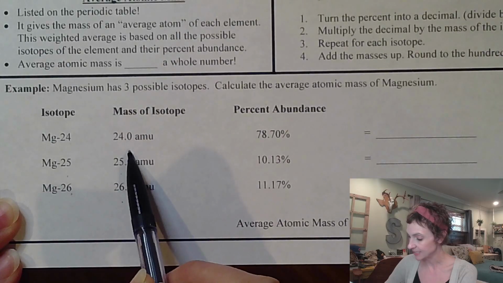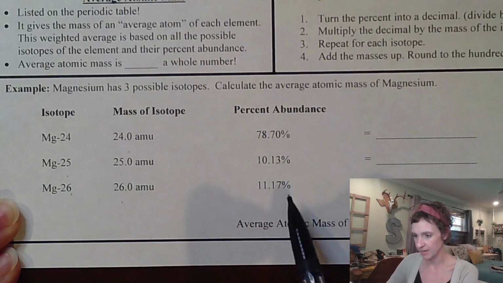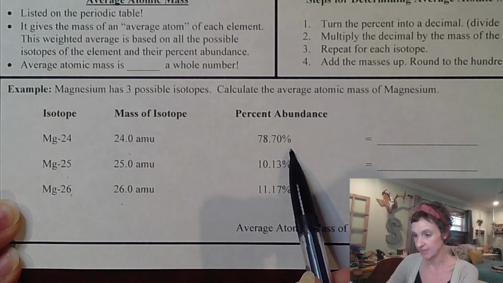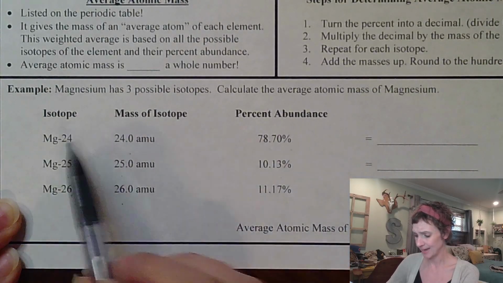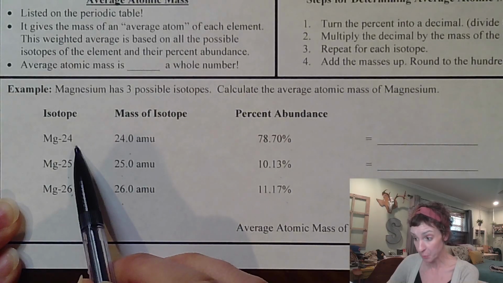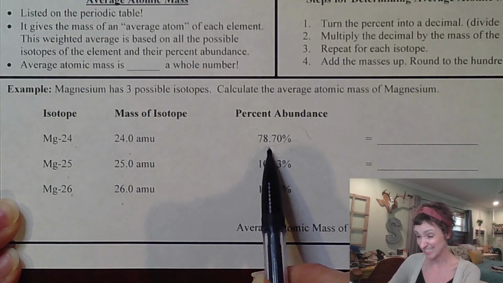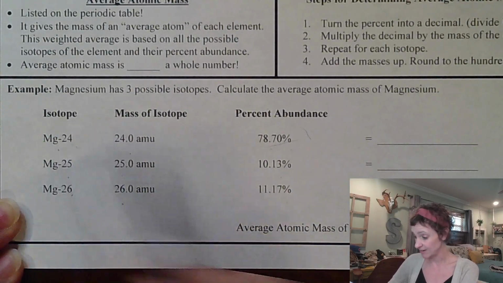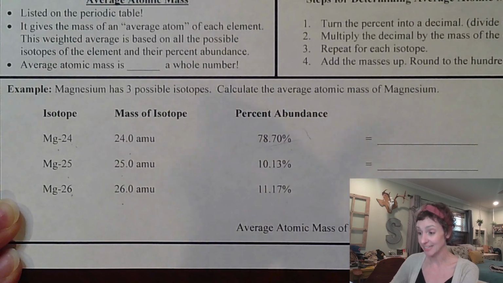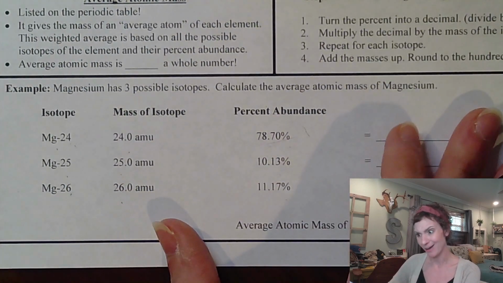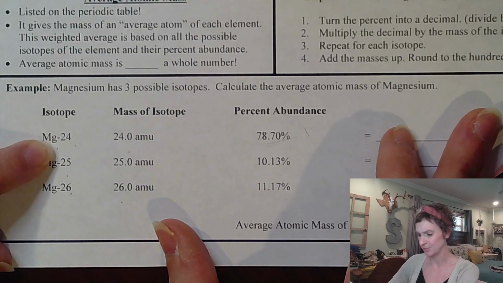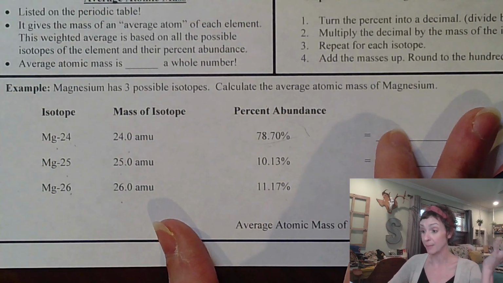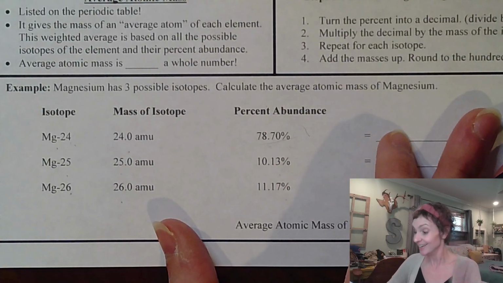So here's my mass, and it's showing you the percent abundance of each one of these versions of the isotope. Looking at them, it looks like magnesium 24 is found a little bit more commonly, 78.7% of the time. If you grab a sample of magnesium, it's going to be that one, right? These other ones are pulling a little bit less weight because they occur less frequently. So we have to accommodate for that. I can't just say 24 plus 25 plus 26 and divide by 3 because there are 3 of them. No.